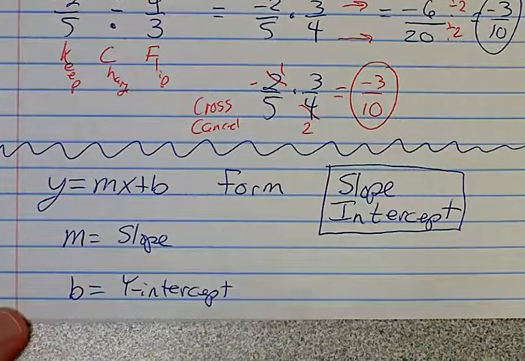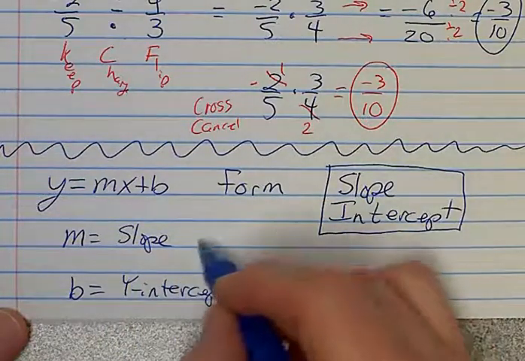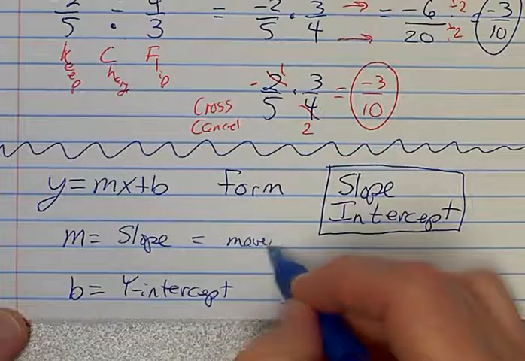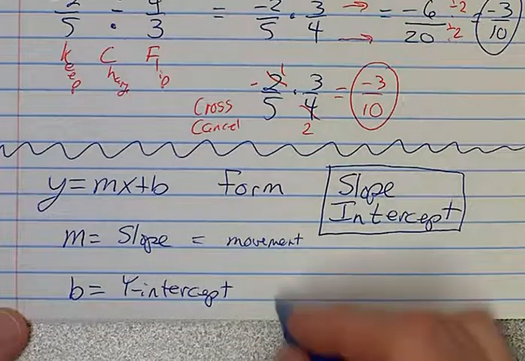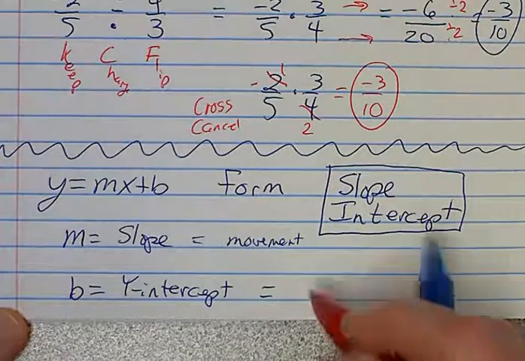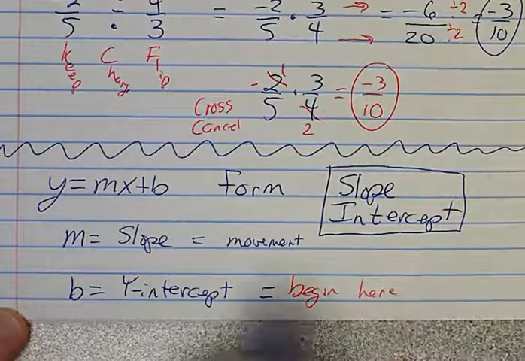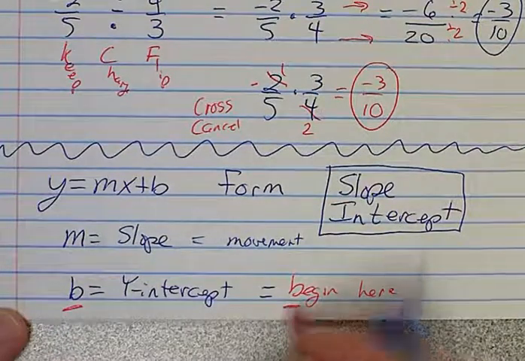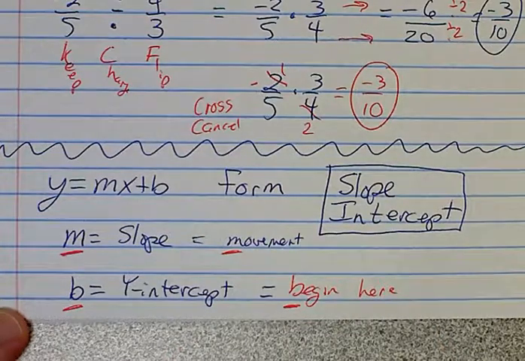Now, again, here's where it helped me to kind of figure these things out. Slope is m, that's your movement from one point to another. And the b, somebody's like, all right, what are you going to do for the b? The b tells you where to begin. So b stands for begin here. The m stands for move this much to get to the next point.